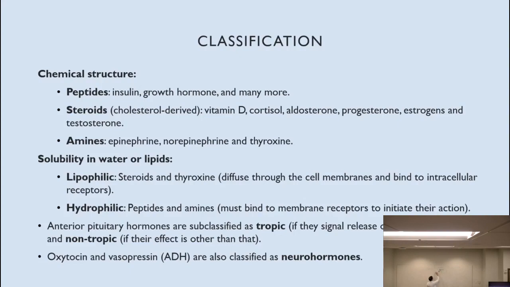But this is glandular tissue, while this is nervous tissue. That's why the posterior pituitary is called neurohypophysis. Hypophysis, and the anterior is called adenohypophysis.